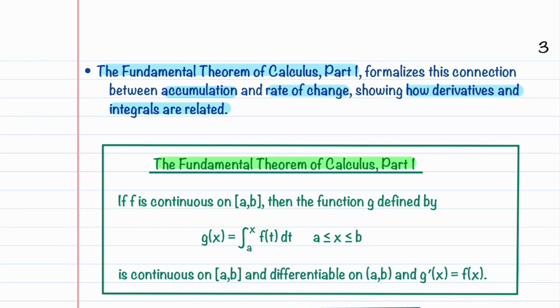The Fundamental Theorem of Calculus, Part 1, tells us if f is continuous on the closed interval from a to b, then the function g is defined as g of x is the integral from a to x of f of t dt, where x ranges between a and b. G of x is continuous on the closed interval from a to b, just like f was, and it is differentiable on the open interval from a to b, and the most important part is that the derivative of g of x is equal to f of x.